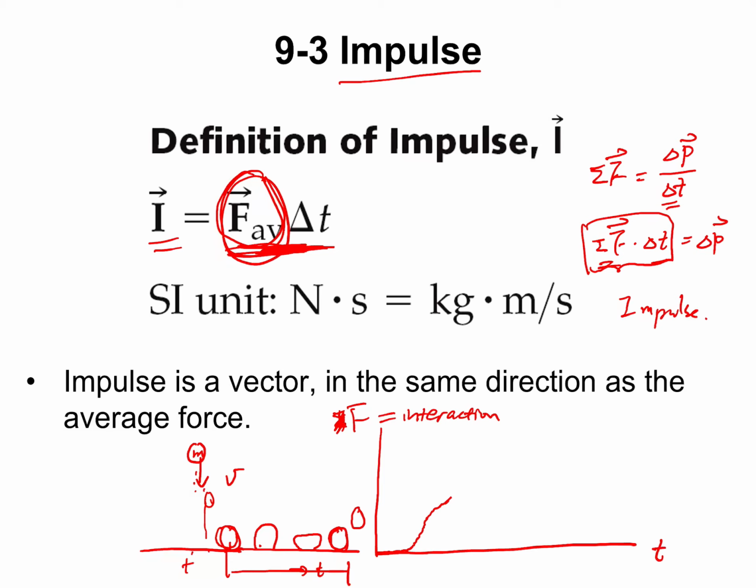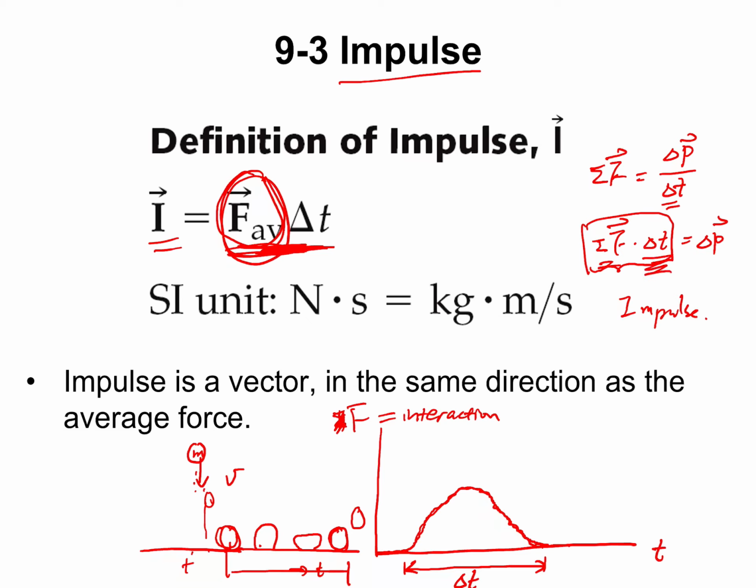Shape change actually corresponds to the force between them. Okay, maximum shape change, then less shape change, then the object leaves the ground. So from here to here, that is the interaction time between the object and the ground. So this force is a changeable force.